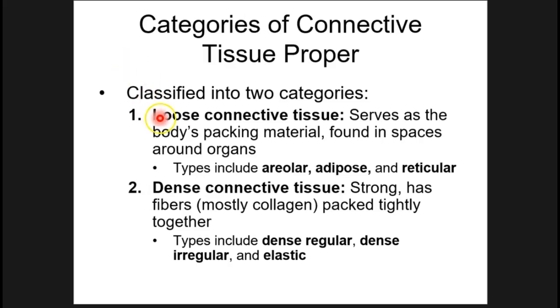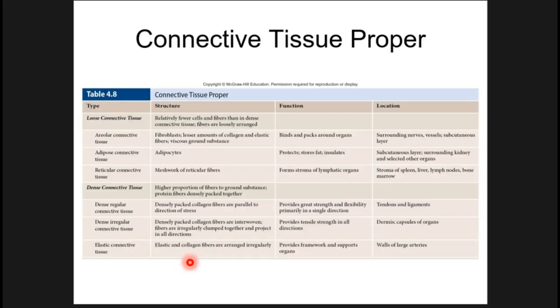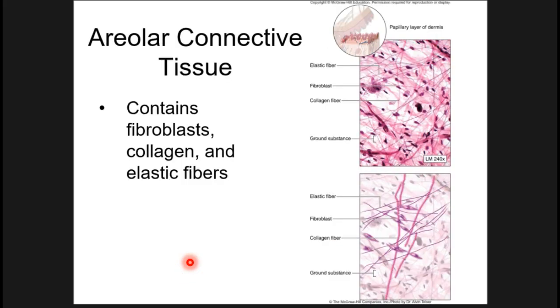As I said before, loose versus dense, regular versus irregular is going to be our naming convention for this. So let's dive into it. Areolar connective tissue is going to be another name for loose, irregular connective tissue. So you look at this and you see some white space and you see some random orientation of fibers.